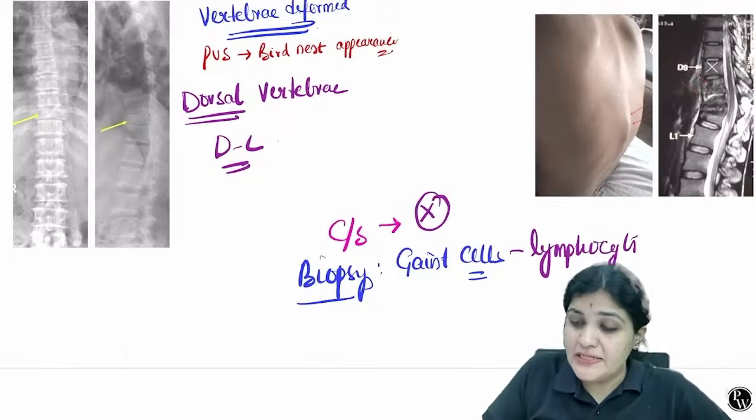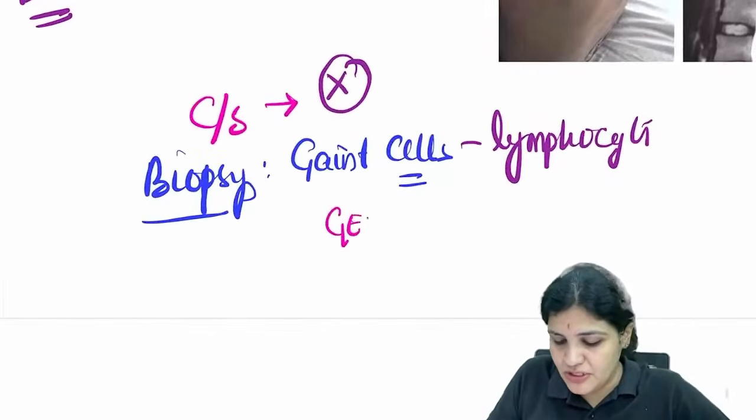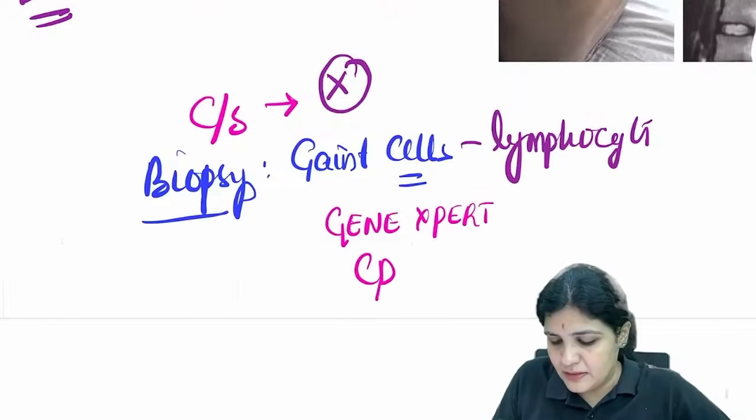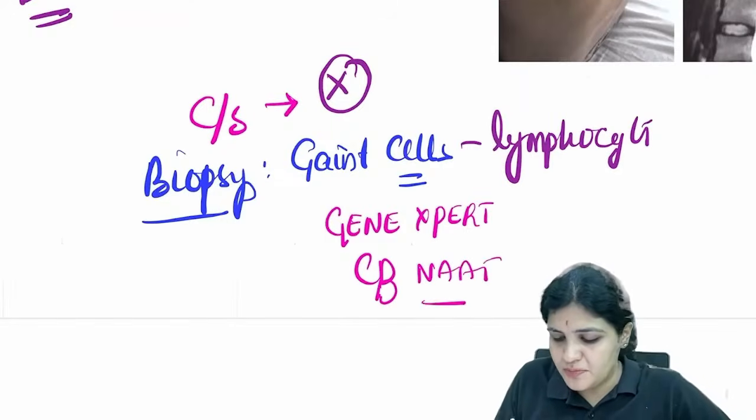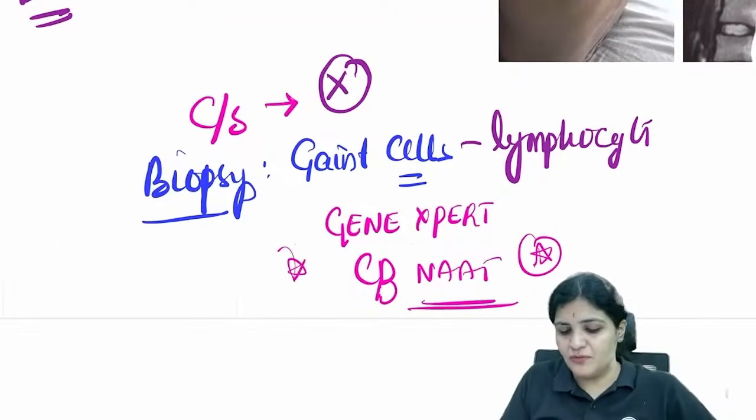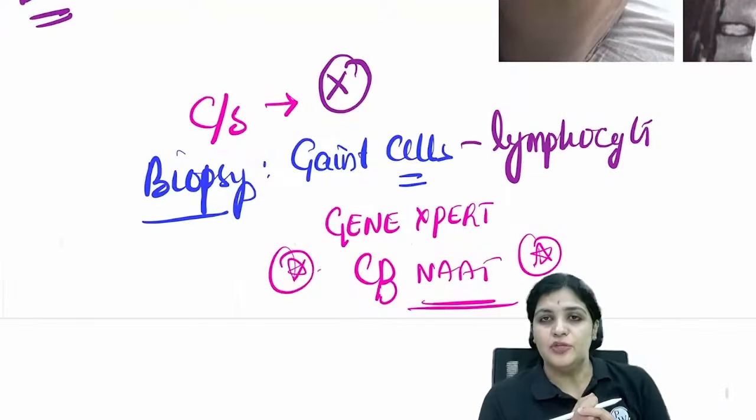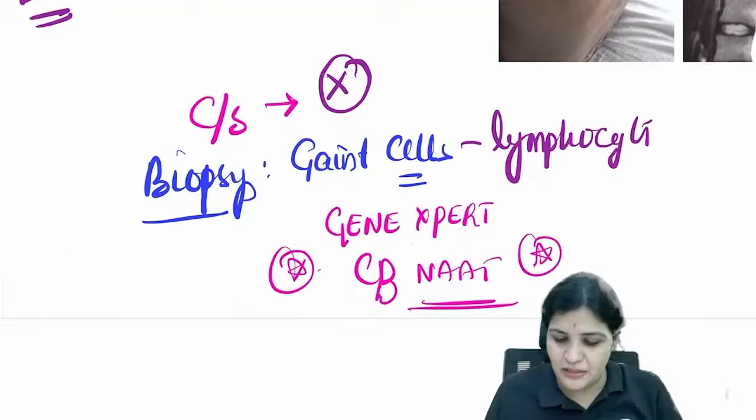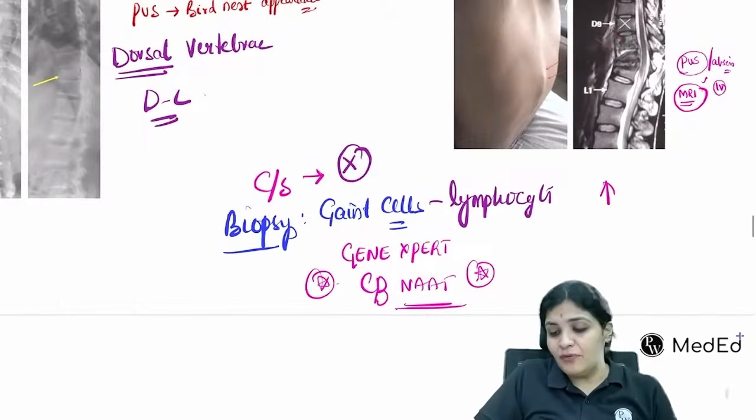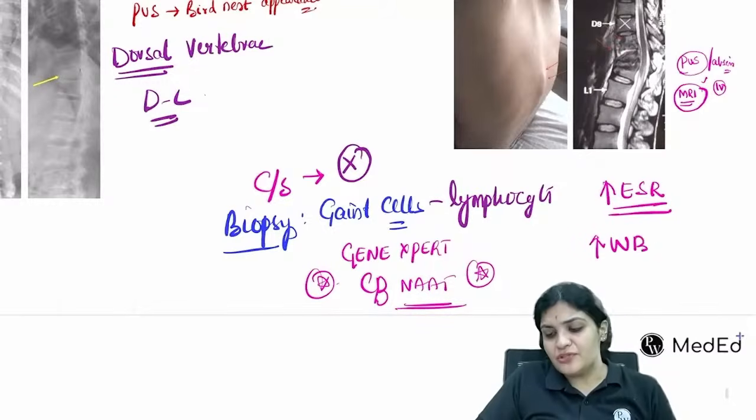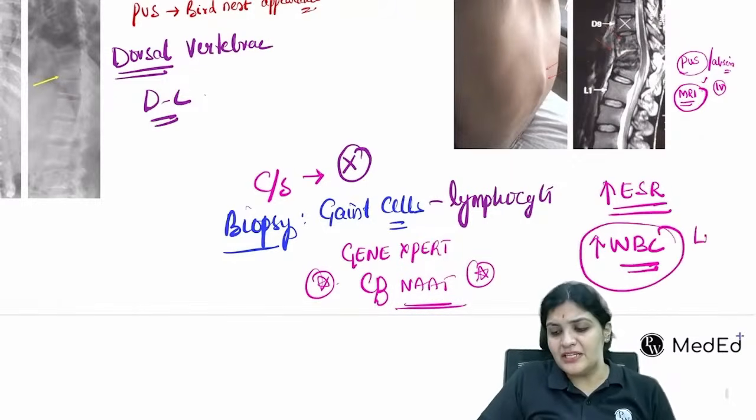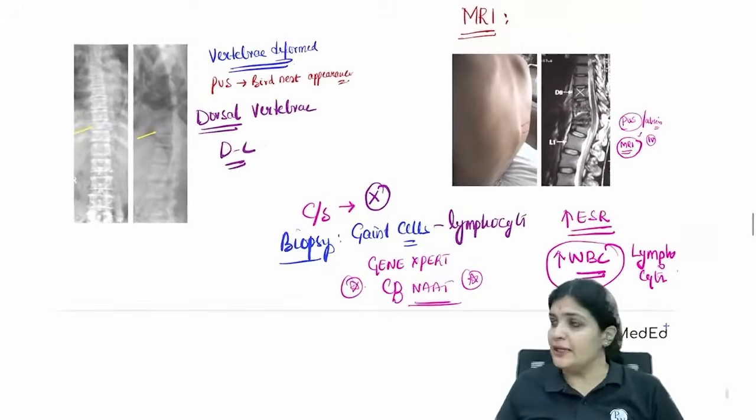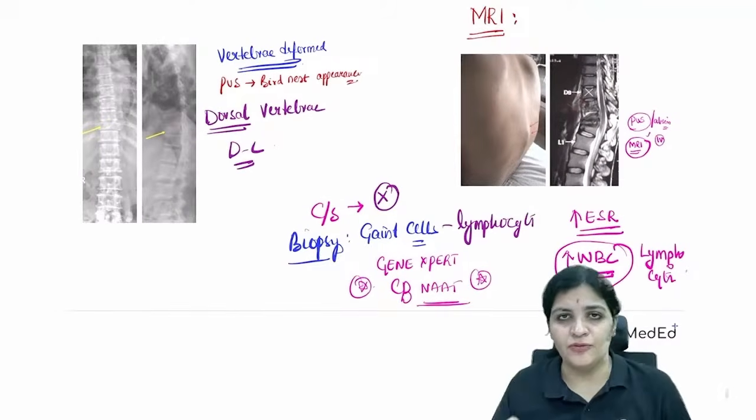And then we have various tests which we can do. That is your GeneXpert and CBNAAT. So your GeneXpert and CBNAAT are the two things which you send for biopsy, where you identify the tuberculous bacteria, right? So GeneXpert and CBNAAT is very, very important, and there will be raised ESR. So ESR is usually raised, and sometimes you can see lymphocytosis. So the WBC is also raised, and especially the lymphocytes are supposed to be raised. So these are the signs, symptoms, and the diagnosis, how you arrive at it.